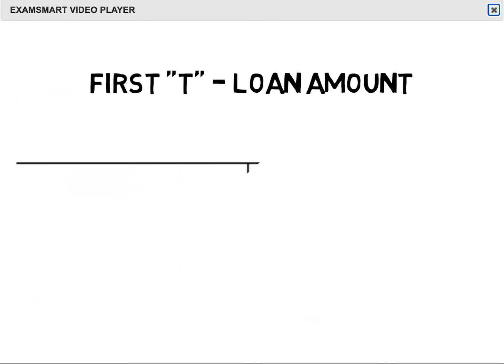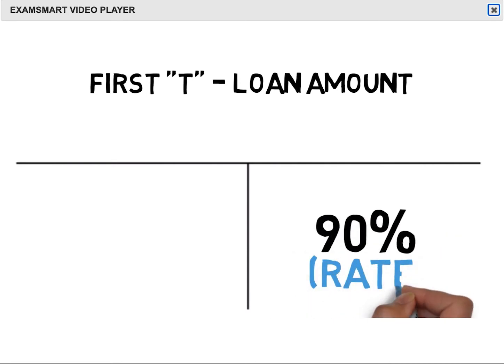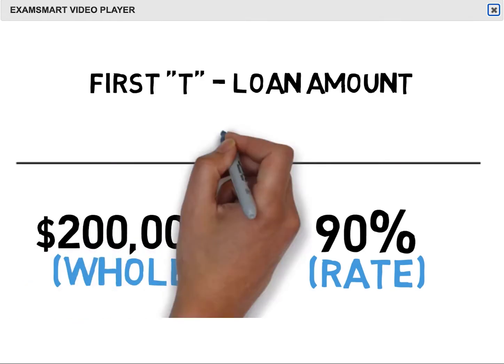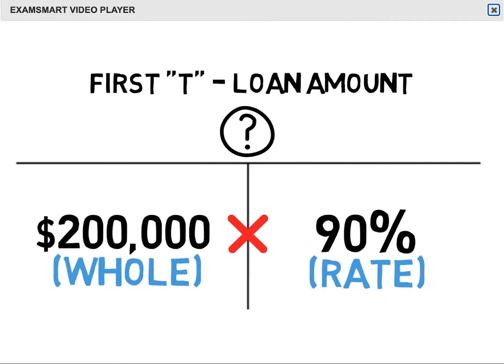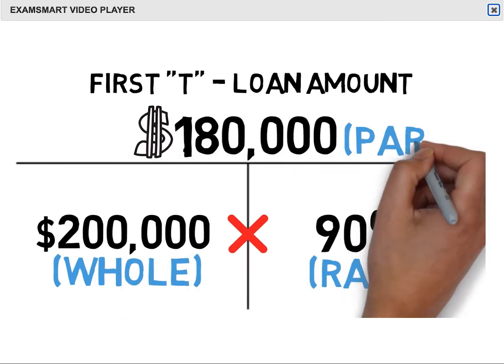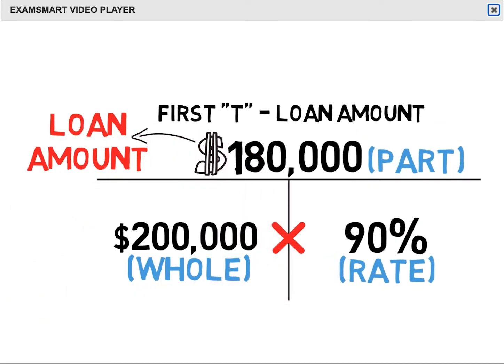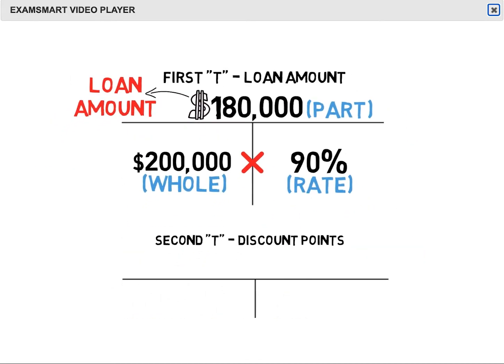Let's begin with the 90% loan. The 90% goes in the bottom right. The entire purchase price will be the largest number, which is $200,000, which goes in the bottom left. So our formula tells us to multiply straight across. We will take $200,000 times 90%, and that will give us the part, or our loan amount, of $180,000. Discount points are always based upon the loan amount, so we can now go to our second T.